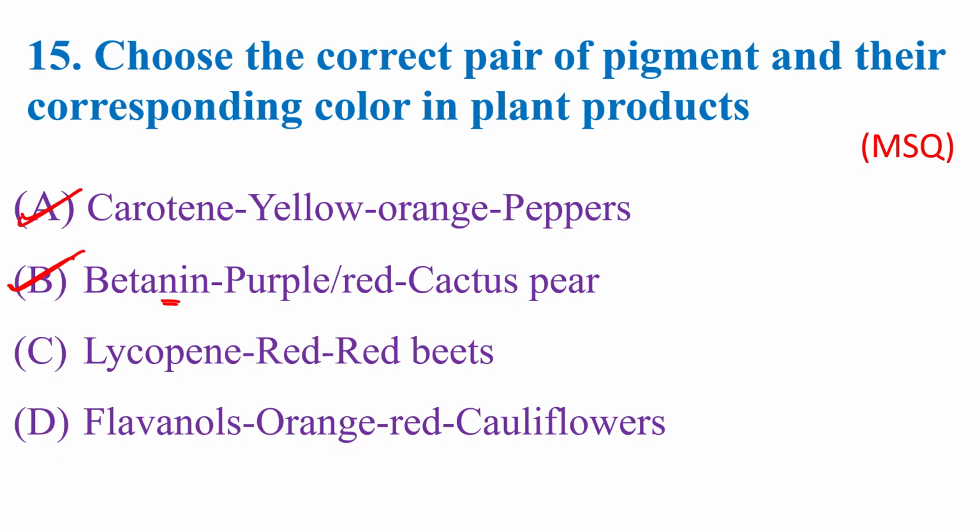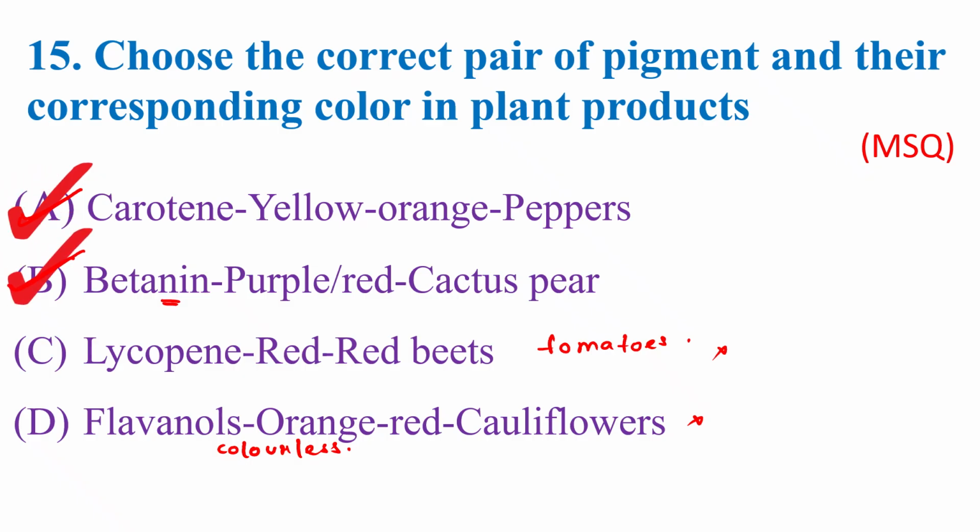Whereas lycopene, red beets. So lycopene, it is a red pigment. It is basically present in tomatoes. And option number D, that is flavonols, orange, red, cauliflowers. So flavonols, these are colorless. So this also becomes incorrect. So over here my correct options are option number A and option number B.